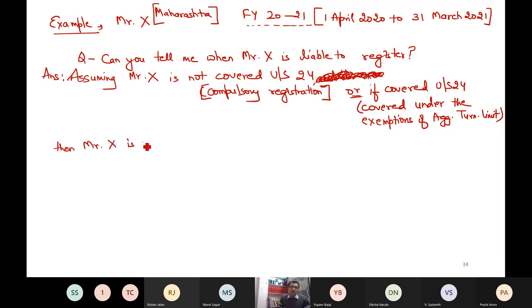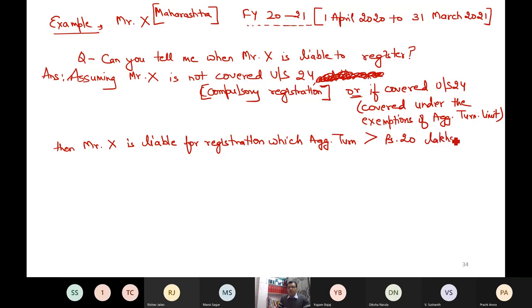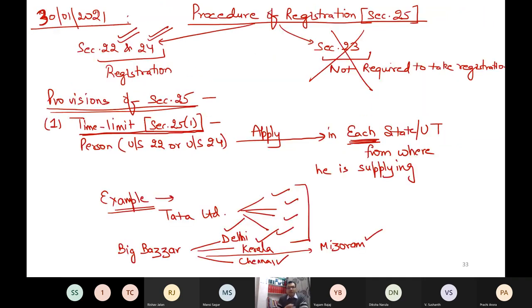If this is your assumption, then Mr. X is liable to register. Then what that person has told is correct: he is liable for registration when his aggregate turnover exceeds rupees 20 lakh. I hope this point is clear. This example is clear. This is what I wanted to discuss, that I should apply the moment my turnover exceeds the limit.